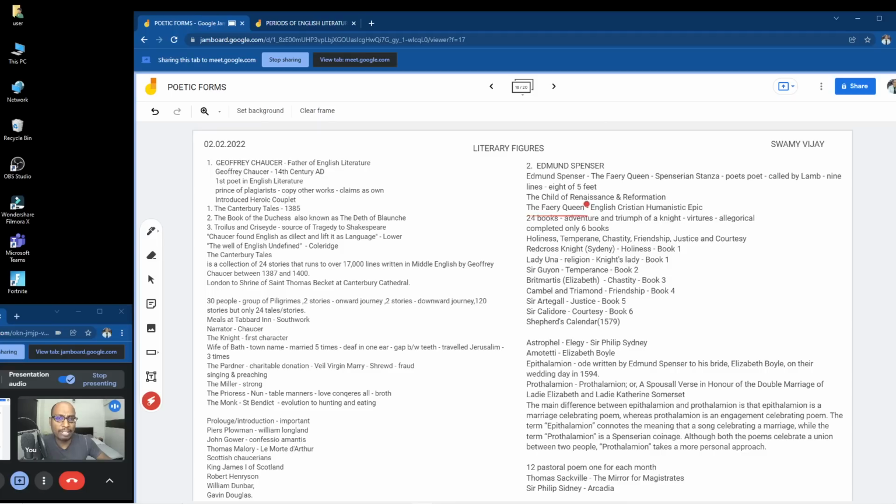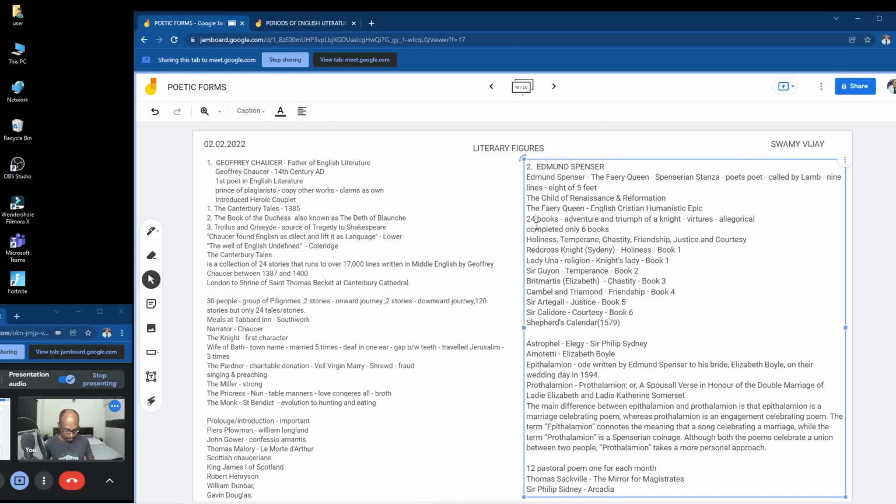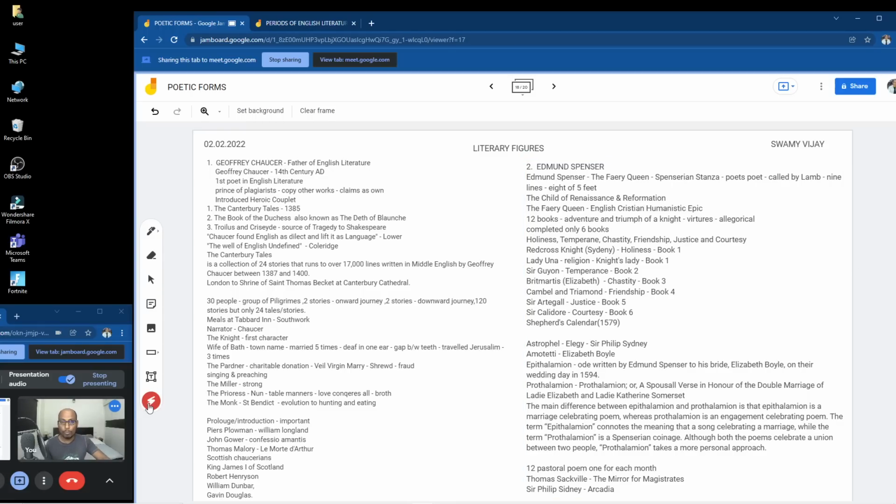And then what actually is the Faerie Queene? It is also known as the English Christian humanistic epic. He wanted to write in epic manner, epic style, but he couldn't complete all the books. Did Spenser think of writing 24 books or 12 books in the Faerie Queene? 12. He originally planned to write 12 books, but how many books could he complete? 6 books. Only 6.